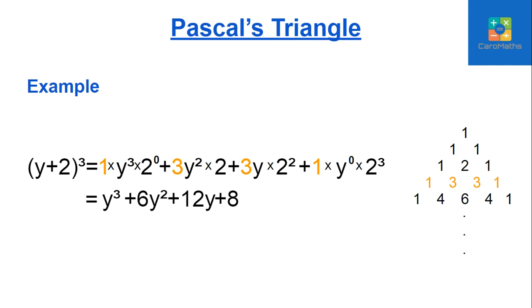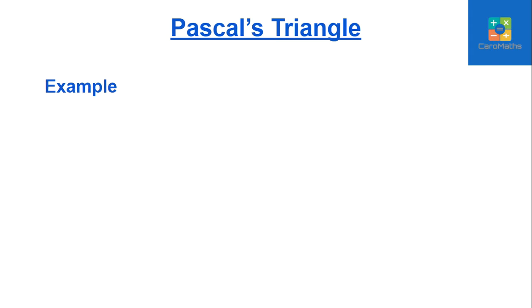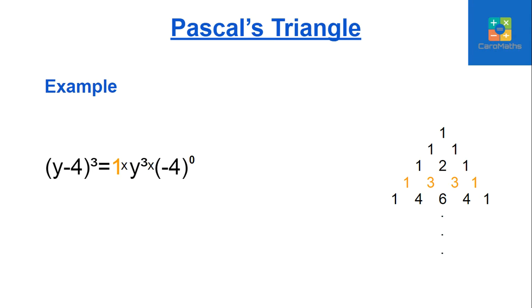That's the first example. And now I want to share an example with you where we've got a subtraction in the bracket rather than an addition. Firstly, I'll pop our Pascal's triangle here, and again we're going to be looking at the fourth row, and the example I've got is y minus 4 to the power of 3. Right, so let's have a go. The first coefficient will be 1, and then we've got y to the highest power is 3, and times minus 4 to the power of 0. So we get 1 times y cubed times minus 4 to the power of 0.